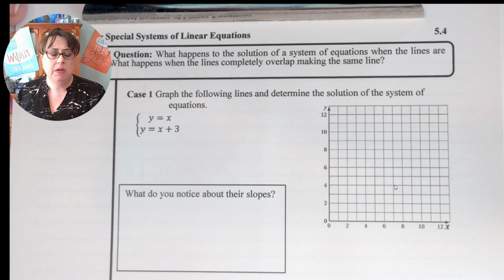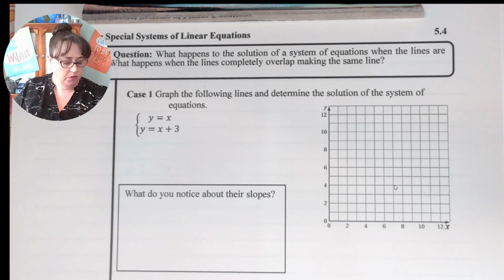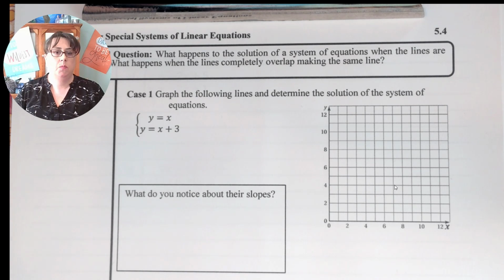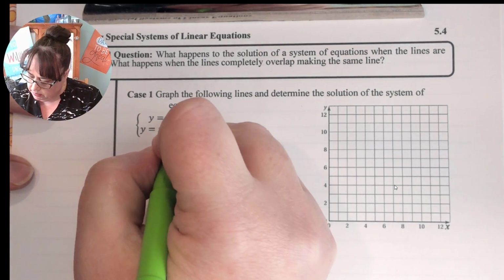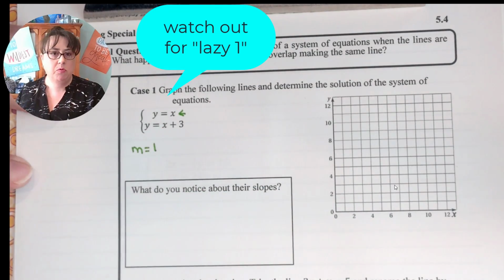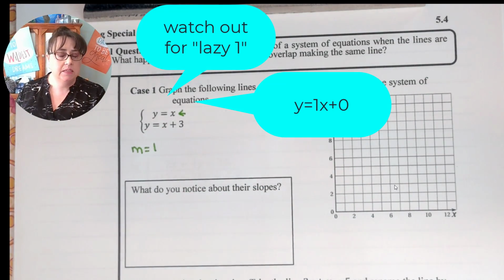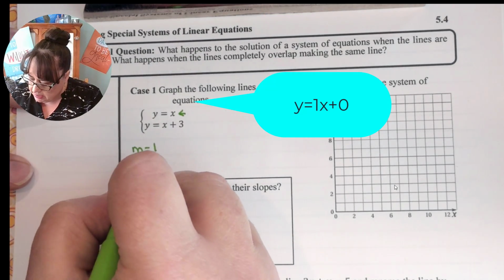In our first case, we're going to look at these two equations, y equals x and y equals x plus 3. And so we want to begin by graphing. So the first thing we want to look at, of course, is what is the slope and what is our y-intercept so that we can graph it. So we'll graph the first one in green. So m is equal to 1, because remember, when there's not anything in front of the x, it is 1. And since there's nothing after it, b is equal to 0.